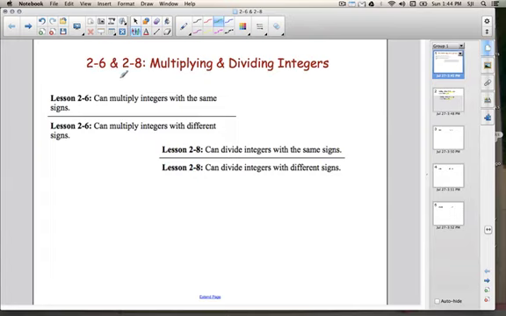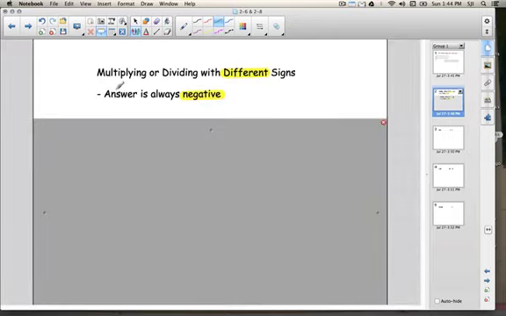Lesson 2-6 and Lesson 2-8, Multiplying and Dividing Integers. By the end of this lesson, you're going to be able to multiply and divide integers with the same sign, and you're going to be able to multiply and divide integers with different signs. Here's the first thing we're going to cover: the rules, the things that you need to remember in order to be successful with multiplying and dividing integers.